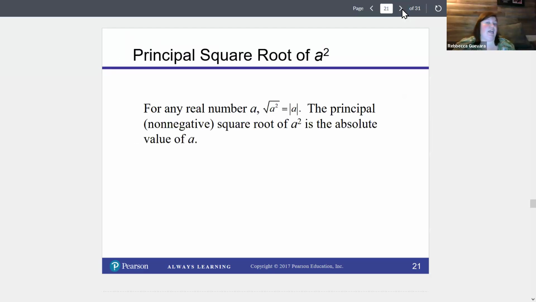So for any real number a, the square root of a squared is the absolute value of a. The principal non-negative root of a squared is the absolute value of a. So it doesn't matter what it is.